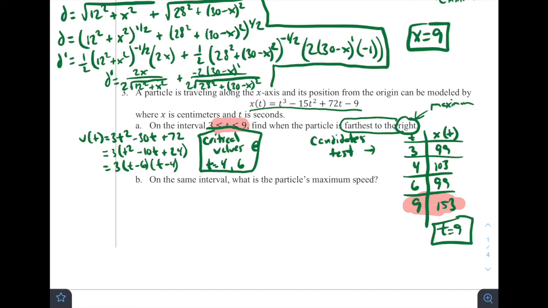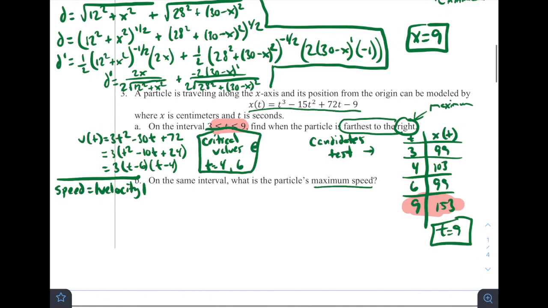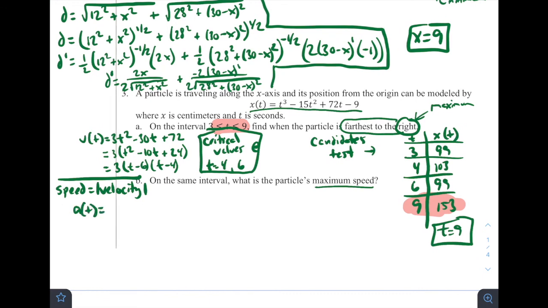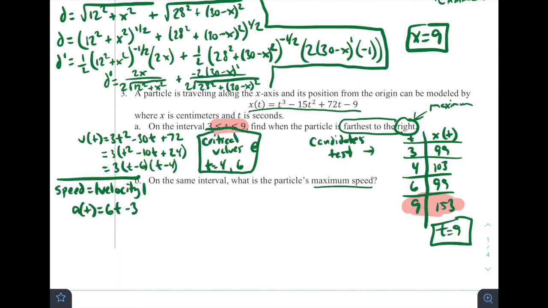For B, on the same interval, so from 3 to 9, what is the particle's maximum speed? So we need to remember again from earlier in this chapter that speed is the absolute value of velocity. Right? It's velocity without direction. And so if we're going to find the maximum speed, we want to take the derivative of the velocity function in this case. So the derivative of velocity is a of t, and that's going to be 6t minus 30.